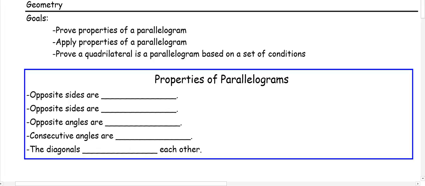This video is about proving properties of parallelograms, applying properties of parallelograms, and proving that a quadrilateral is a parallelogram based on a set of conditions. So remember that the properties of parallelograms are that opposite sides are parallel, opposite sides are congruent, opposite angles are congruent, consecutive angles are supplementary, which means they add up to 180, and the diagonals bisect each other.